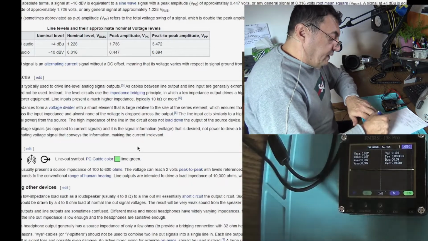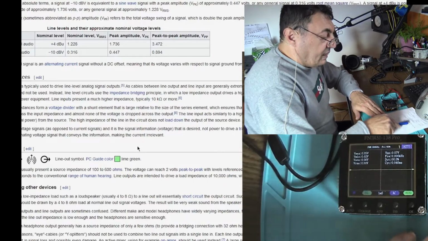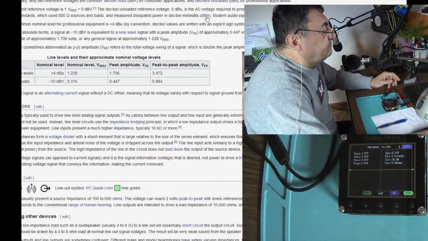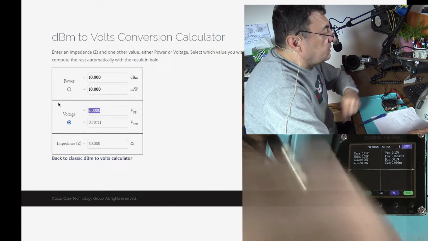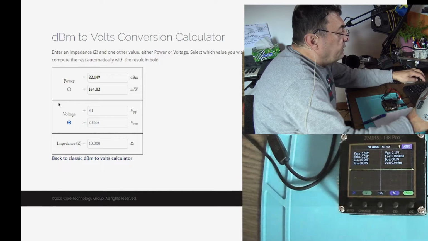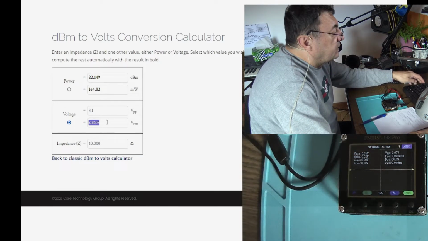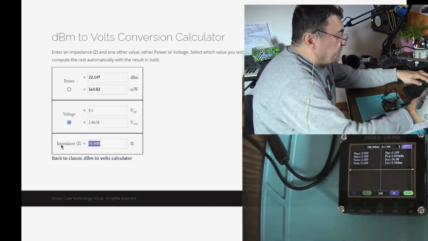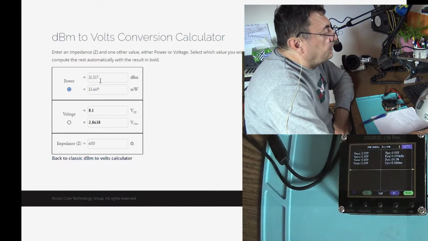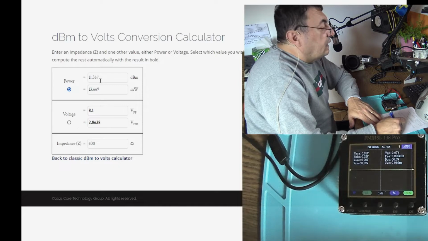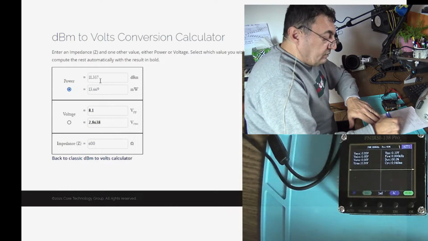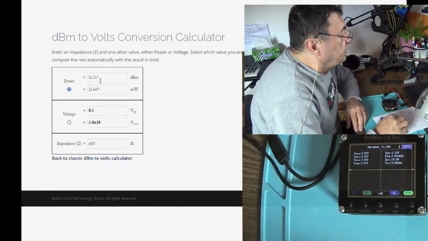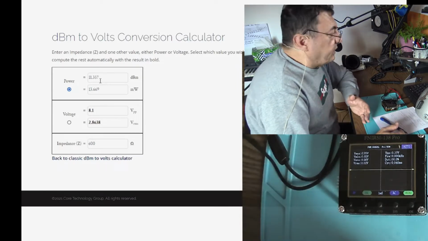So now we have a peak to peak of 8.10 volts. Let me see if I can find how many dBs that is. Okay, voltage, let's go like that. 8.1, RMS 2.8, yeah, absolutely. Impedance 600 ohms. And in this case, I have 11.35 dBm, around 13.6 milliwatts. Plenty of power to attack any kind of power amplifier.